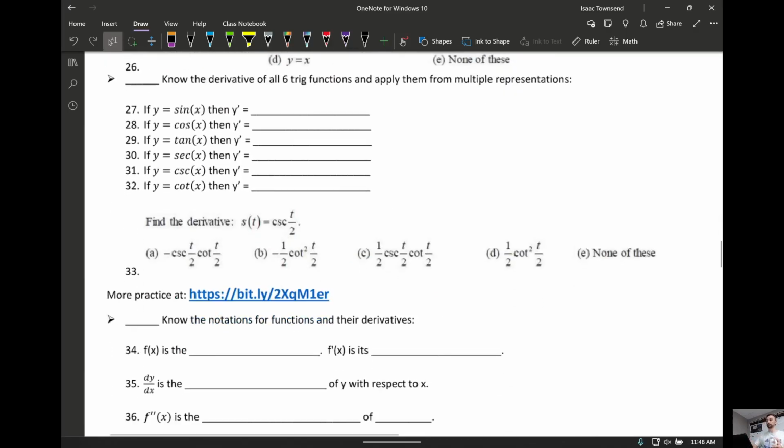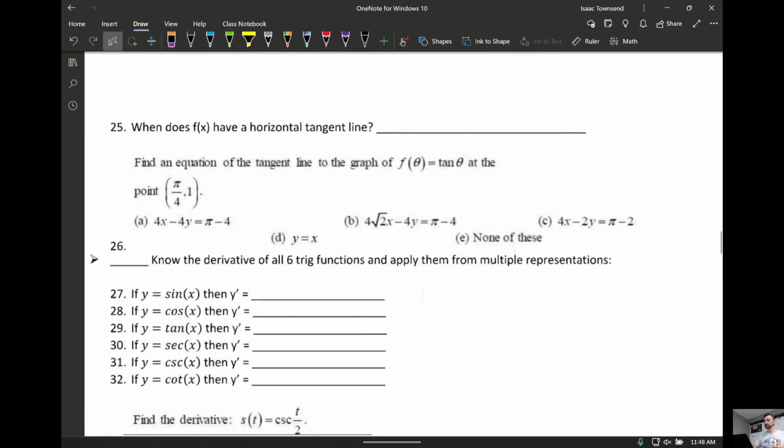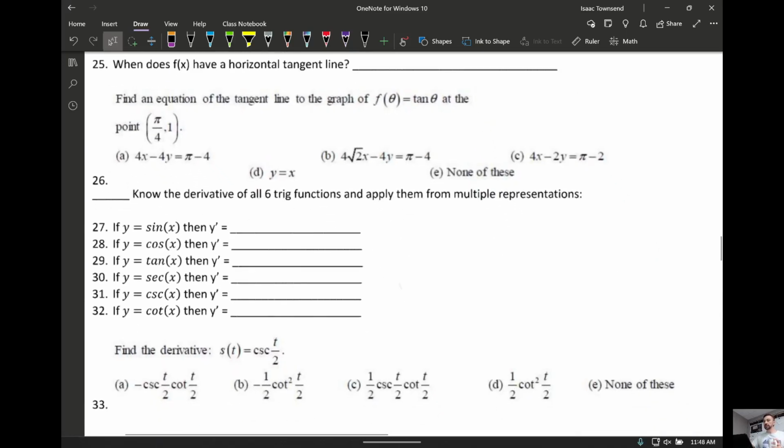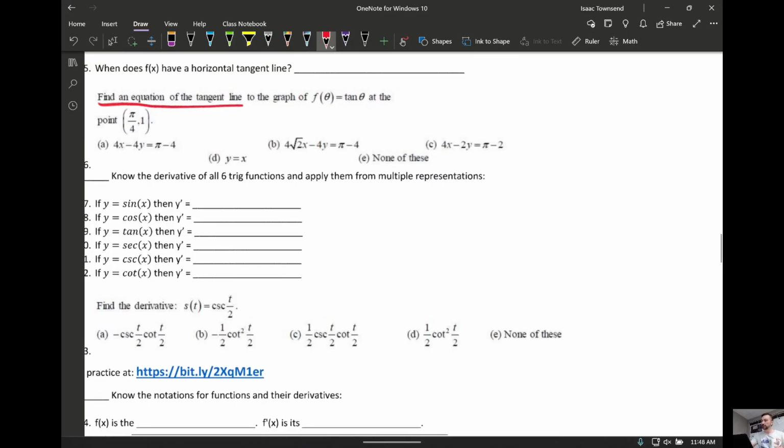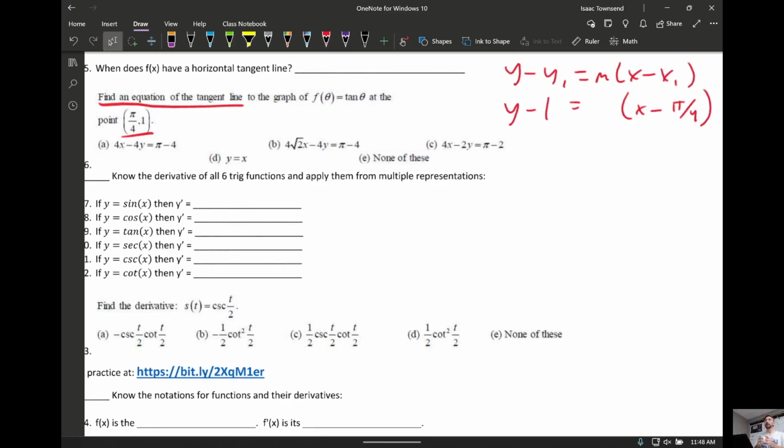Yeah. You do 26. 26, sure. Okay, so this one says find the equation of a tangent line. So just like we just talked about on the bottom of the other page, I would start off with this. I know it's going to be linear, and the quickest way for me to write linear is point slope. At the point, pi over 4, 1. So sometimes I have to plug in pi over 4 into the function and solve for y, but they just gave it to me. So plug in the x value in for x1, the y value in for y1.